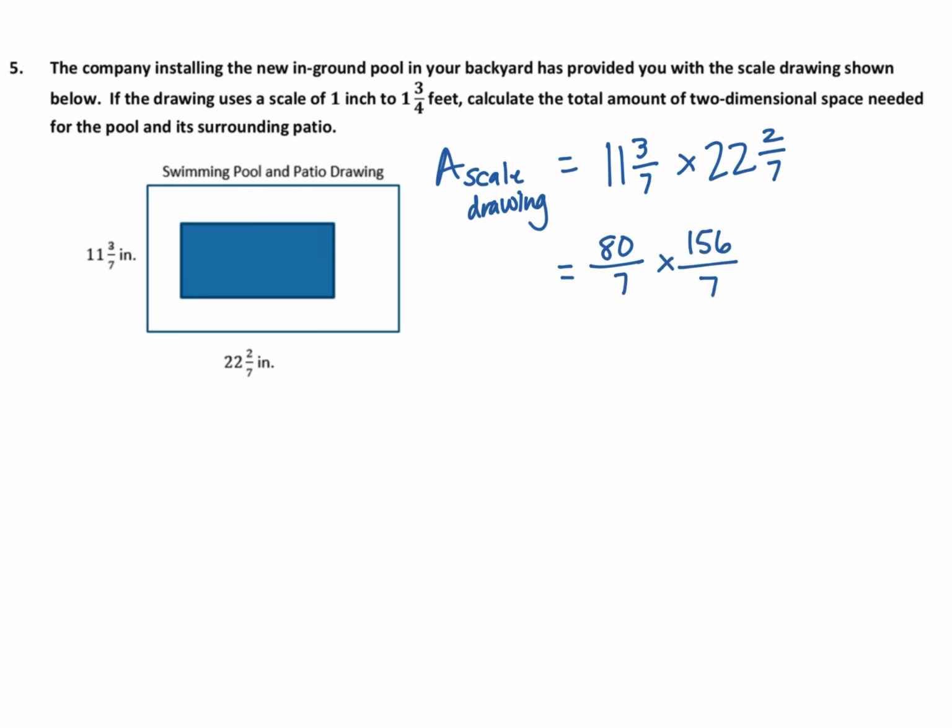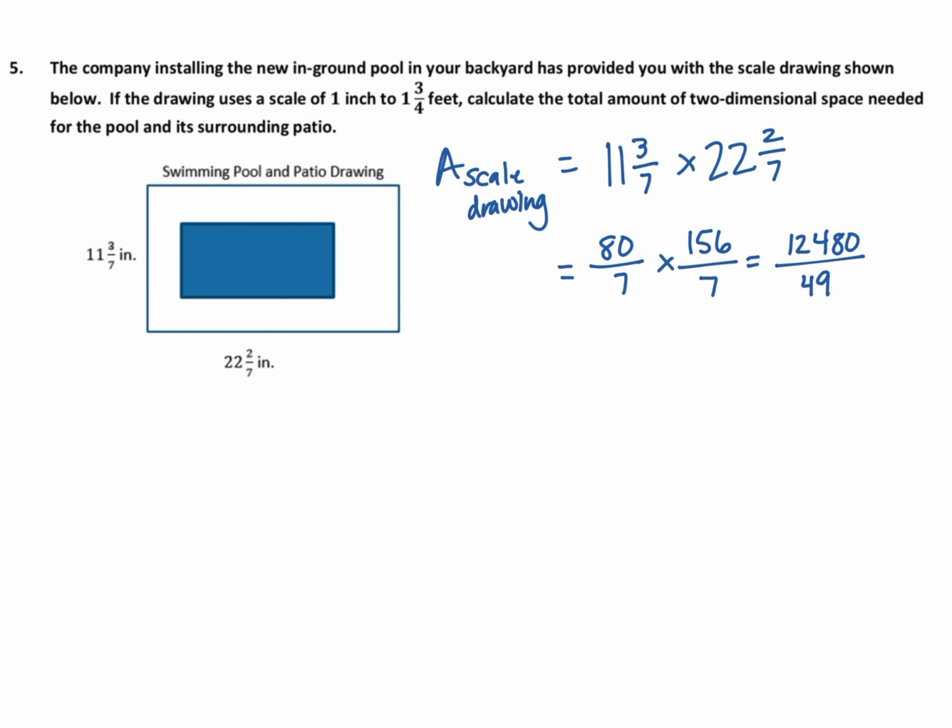None of this, unfortunately, will divide out, so we can't do any funky crossing things and get it to reduce. So we just have to multiply this out. 80 times 156 is 12,480. And 7 times 7 for the bottom is 49. That is just for the area of this piece.